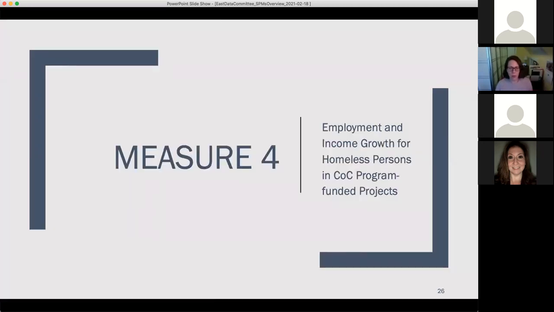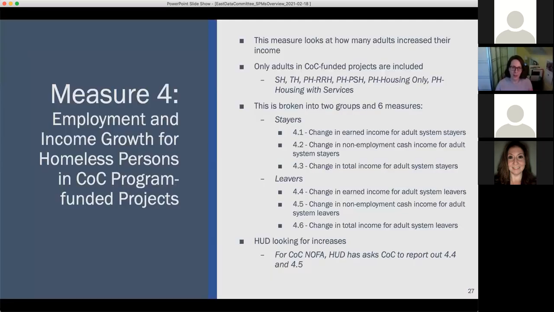Measure 4, employment and income growth for homeless persons in CoC program funded projects. This is everybody's favorite, especially if you're a CoC funded project. This measure really is only looking at adults. They don't expect kids to have income. And only adults in those CoC funded projects, because other funders don't necessarily require this information to be captured and entered into HMIS. So they only pull it for CoC funded projects.